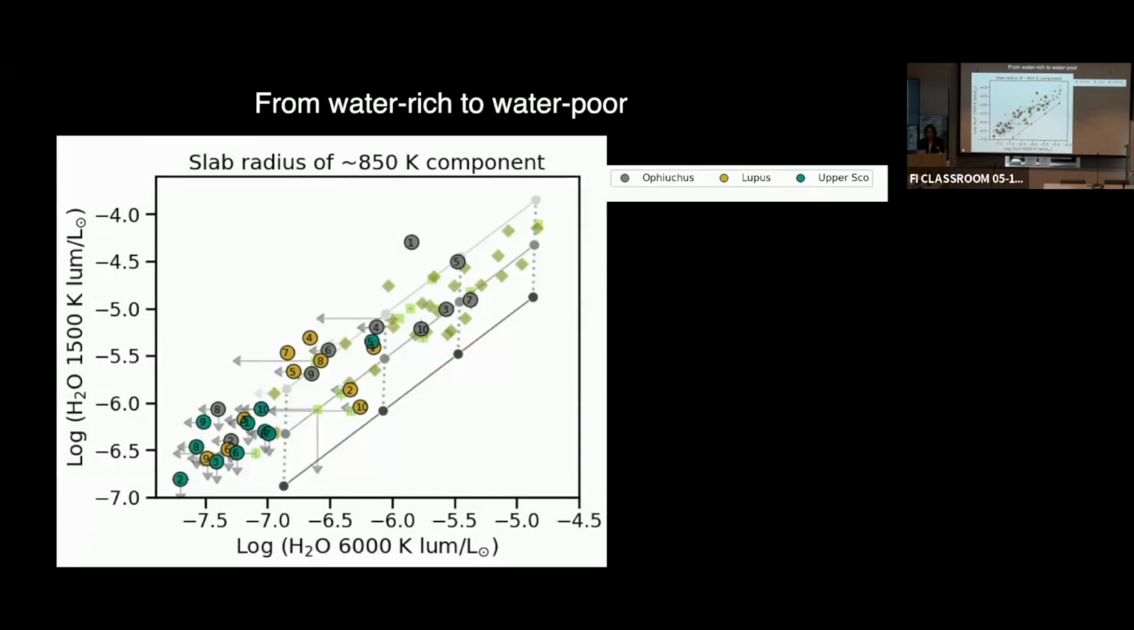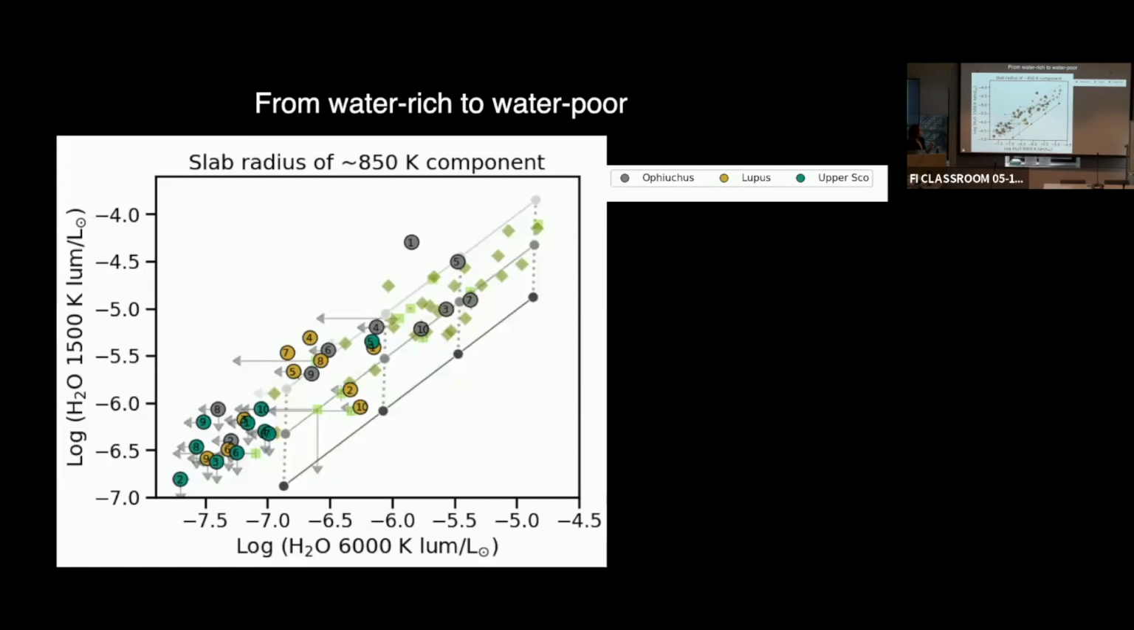So you can think of the x-axis as representing a hot component, about 1,000 Kelvin water. And the y-axis is a cold water component, at an upper energy of about 1,500 Kelvin. So hot and cold water.